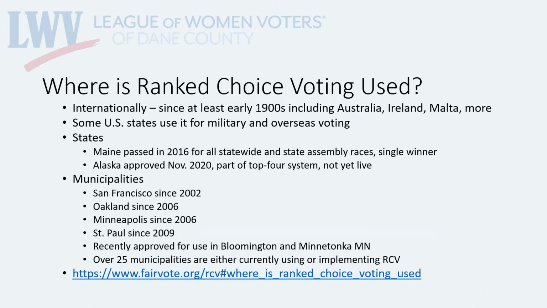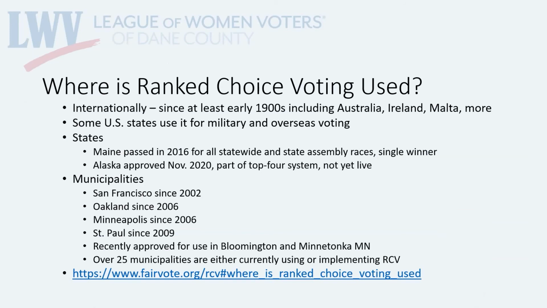Now that we understand how ranked choice voting works, let's talk about who is using ranked choice voting. Ranked choice voting has been used internationally in some places for over 100 years. Australia, Ireland, and Malta are just a few countries that use ranked choice voting. Maine has been using ranked choice voting for statewide and state assembly elections since 2018, and Alaska has just recently passed a voting system that includes ranked choice voting.